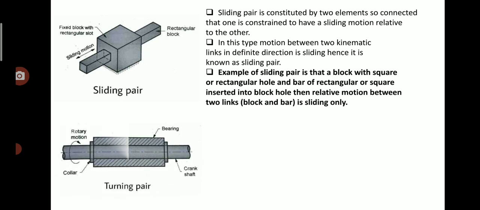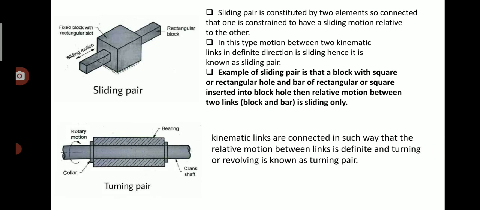Another figure, you will see the turning pair. In this there is a crankshaft which is revolving inside the bearing. A rotary motion is given to the crankshaft. Two collars are attached on both sides to avoid sliding motion, so only the turning action can be achieved. So kinematic links are connected in such a way that the relative motion between the links is definite and turning or revolving, and this is known as a turning pair. That motion will be turning or revolving.